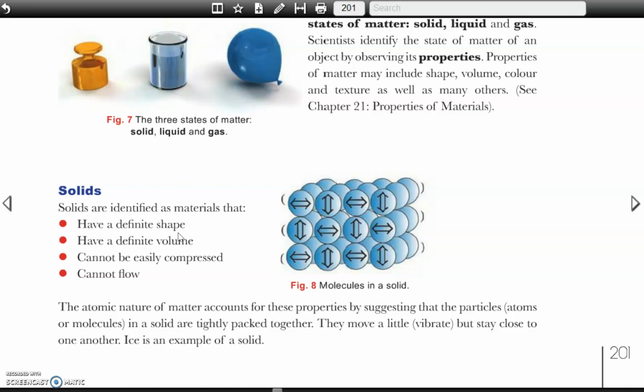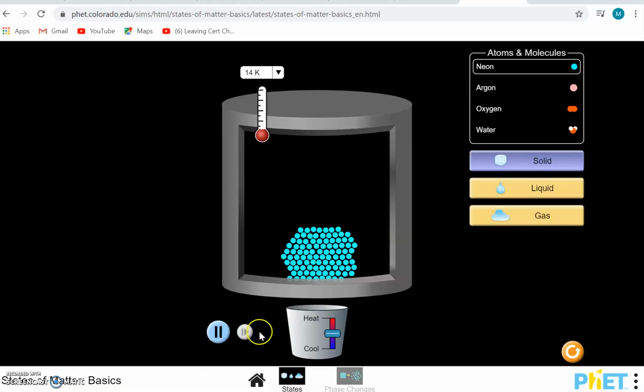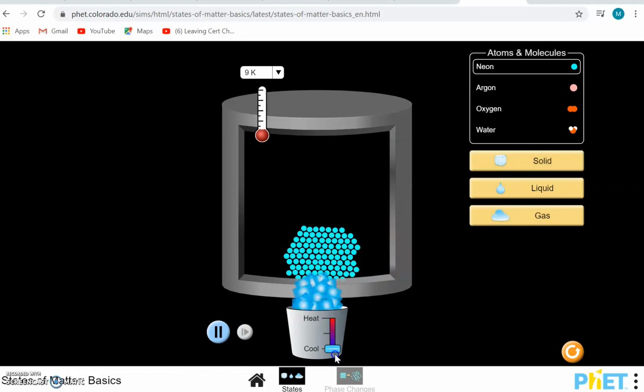Now you can hammer it and maybe smash it and break it up, but I suppose if enough force is put on it, it'll keep its shape. Definite volume is the amount of space that it takes up. Okay, so the volume of it doesn't change. The reason for that is if you look at the atoms, they are very, very tightly packed together. I can't zoom in on this, but they're very, very tightly packed together. Now if I just cool this down, which I can, that's in Kelvin, 3 Celsius.